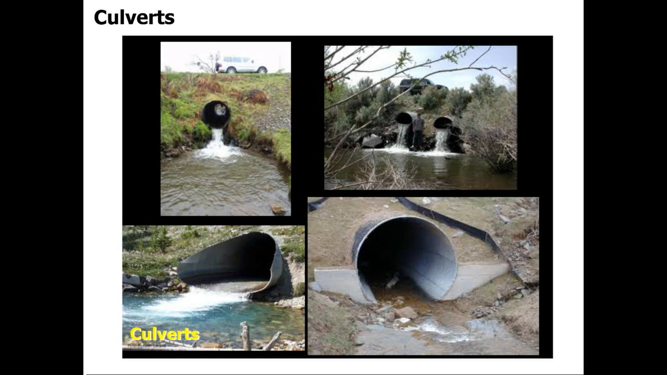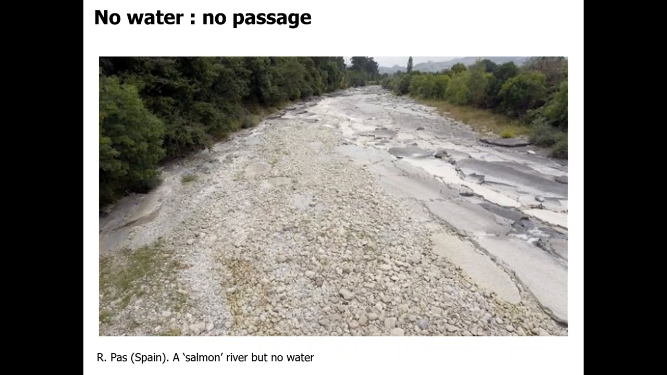And finally, this is increasingly a problem, particularly in the southern part of Europe. There is no worse barrier than no water. And this is happening more and more. This is a salmon river in the Iberian Peninsula. This is one of the most famous salmon rivers of Europe in terms of how old these populations are.